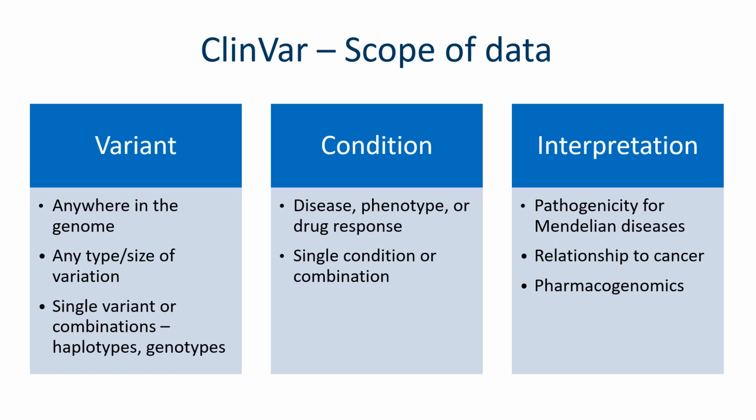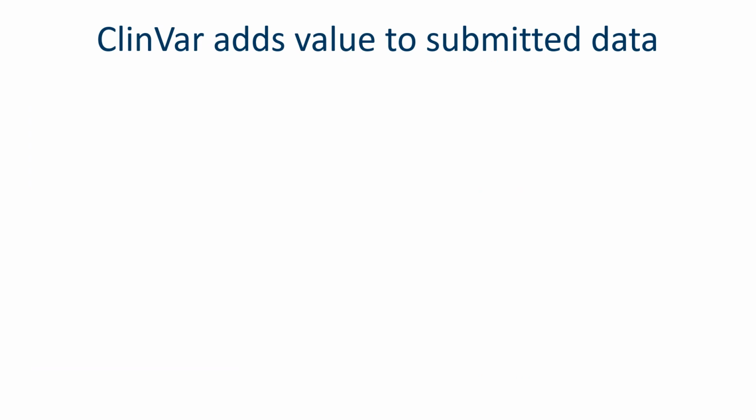The interpretations that you see in ClinVar range from interpretations of pathogenicity for Mendelian diseases, variants that are interpreted for their relationship to cancer, and pharmacogenomic variants that are interpreted for their response to a drug.